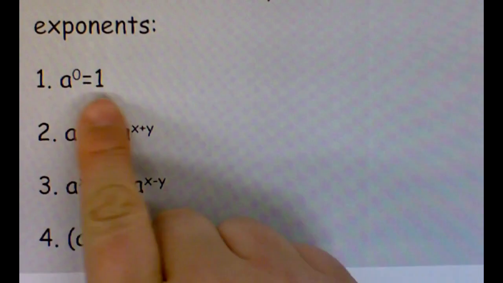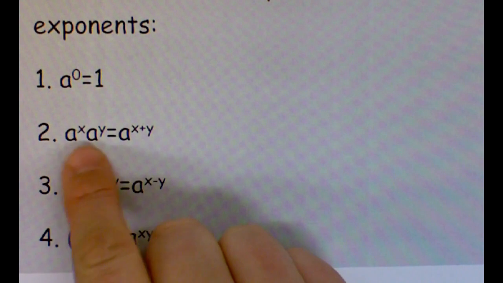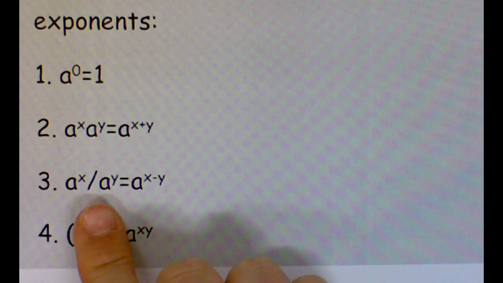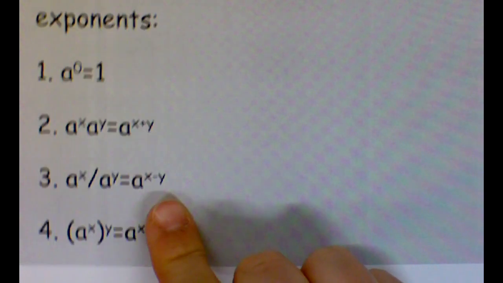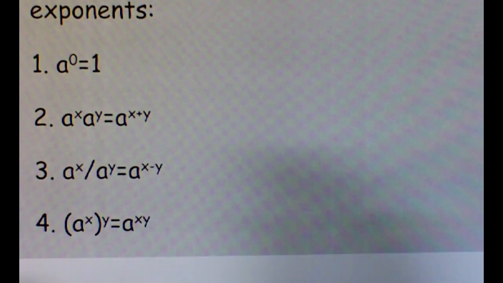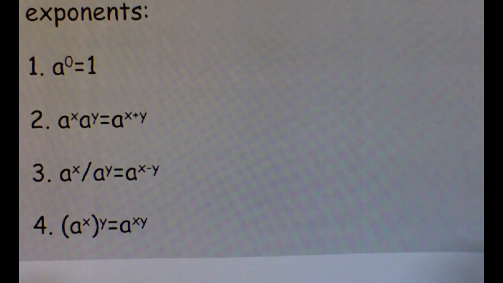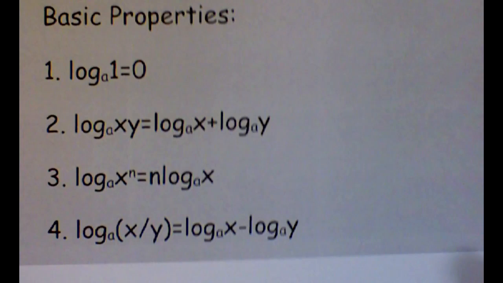Any base a to the 0 power is 1. A to the x times a to the y is a to the x plus y. A to the x divided by a to the y is a to the x minus y, and a to the x to the y is a to the x times y. Those are our exponential rules. If we need a refresher, we will do that.